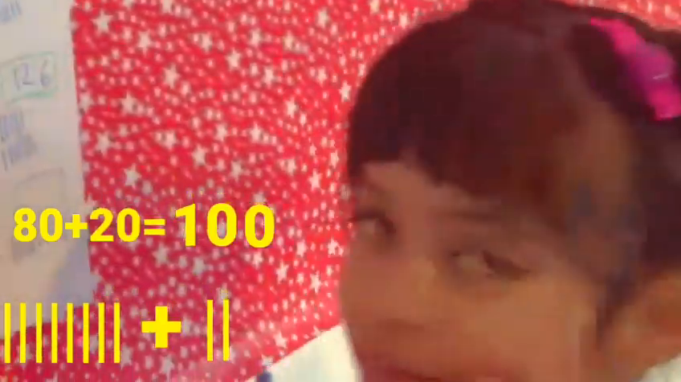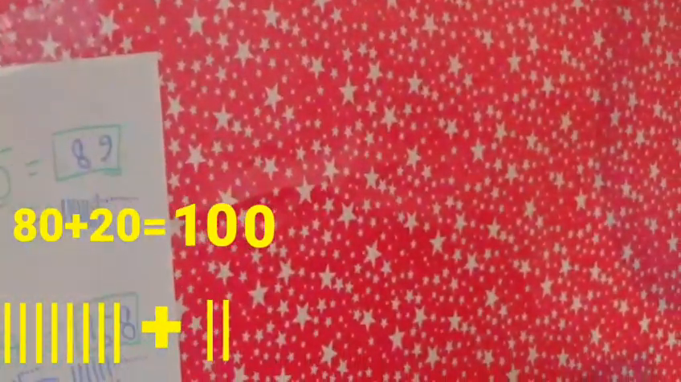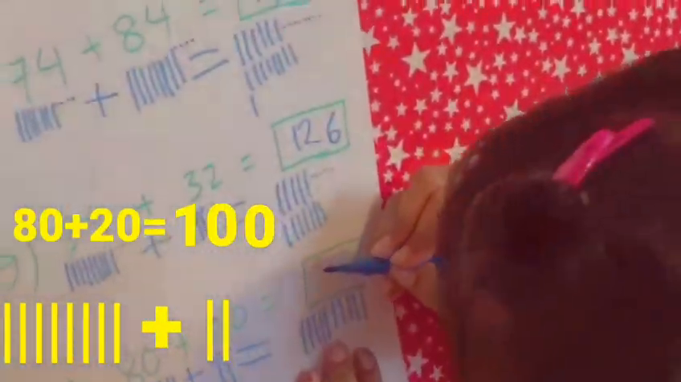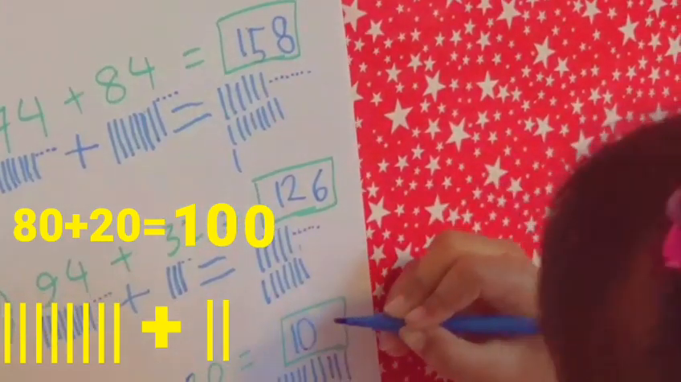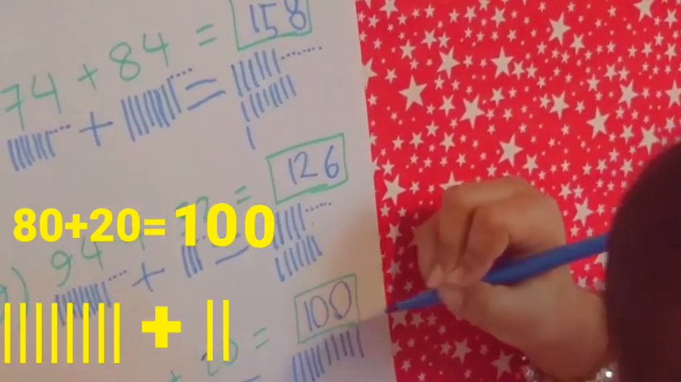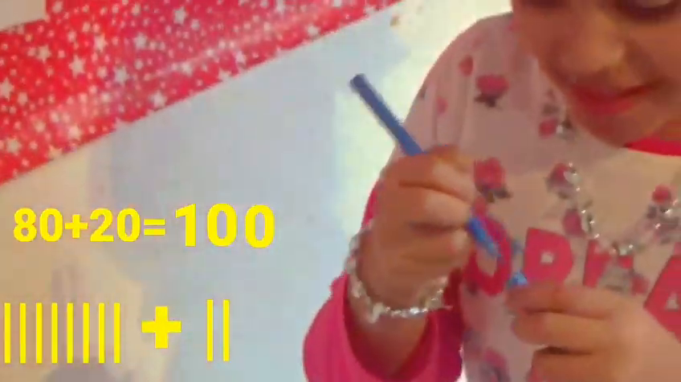1, 2, 3, 4, 5, 6, 7, 8, 9, 10. Let's write 10 here. And let's write 0 here. Good job.